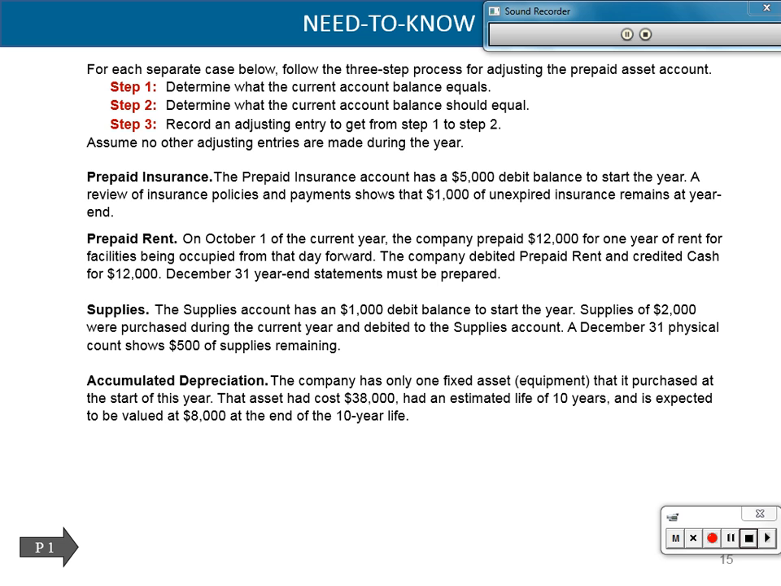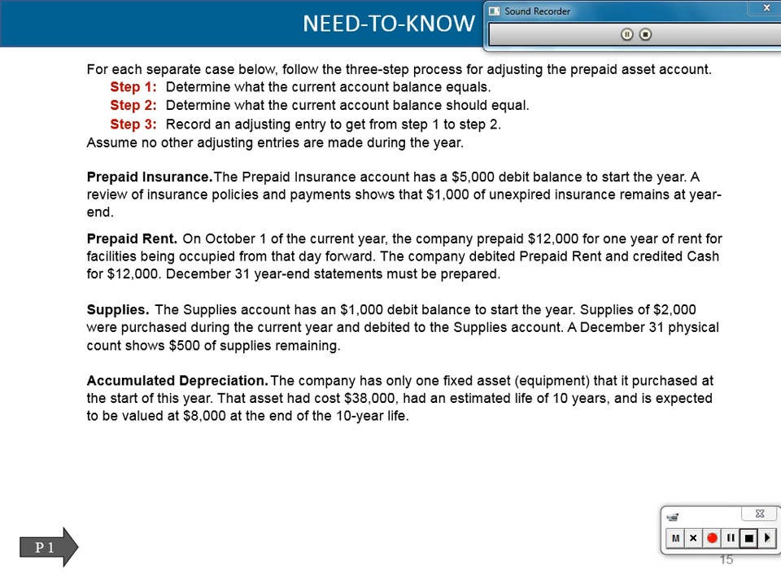All right. Supplies. Supplies account has a $1,000 debit balance to start with. Supplies of $2,000 were purchased, so you take that $2,000 and do what with it? You purchased it, right? So what do we do with it? Add it to what it started with. Didn't it start with 1,000? You purchased supplies of 2,000. You need to add that 2,000 to 1,000. So now you have how much supplies? 3,000. And it says that December 31st physical count shows how much remaining? 500. So we used how much? $2,500 worth of supplies. Think about that when we do the adjusting entry.